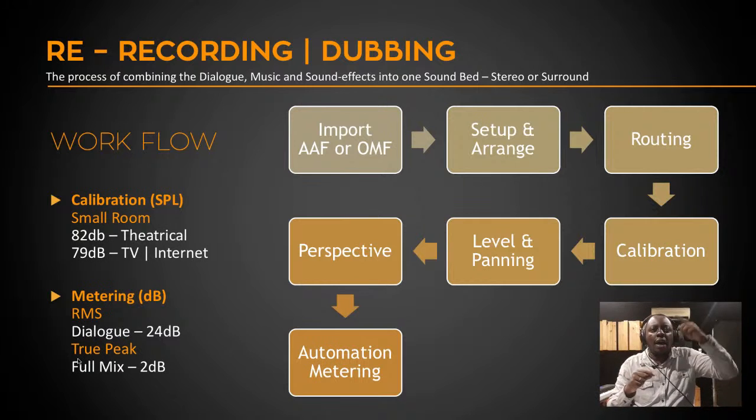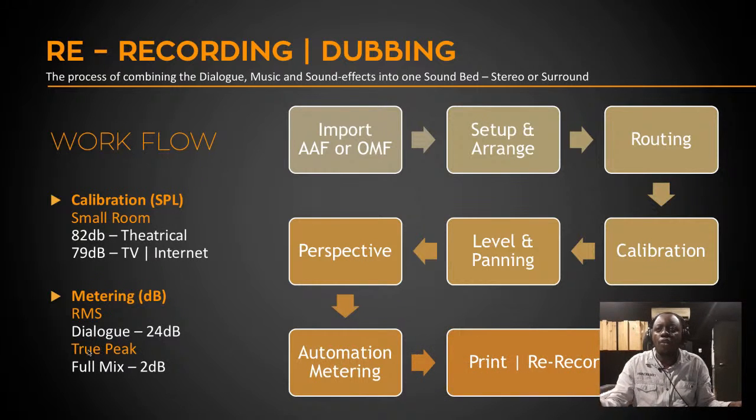And of course, the full mix, the entire mix, should never exceed minus 2 dB. It should never reach minus 1 or clip at 0 dB. For any content that you're creating, it always has to peak at minus 2 dB. So that is when we're doing the metering. And of course, then we print and re-record and mix the entire show.